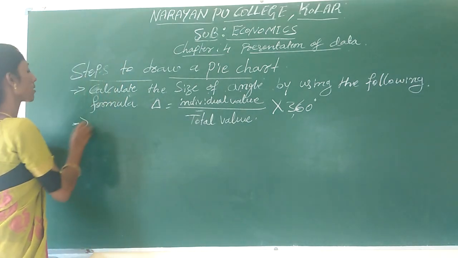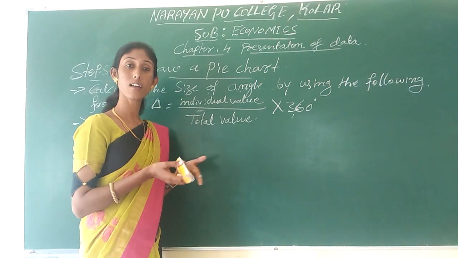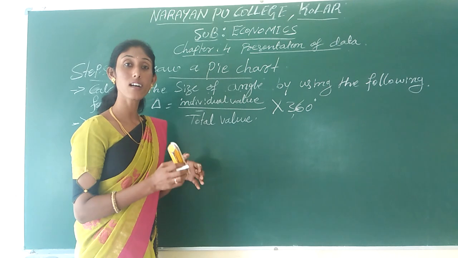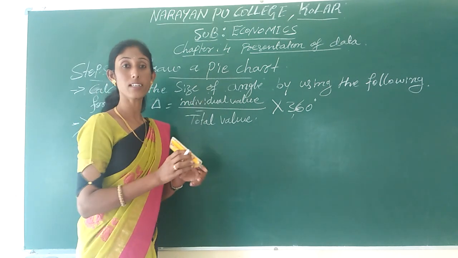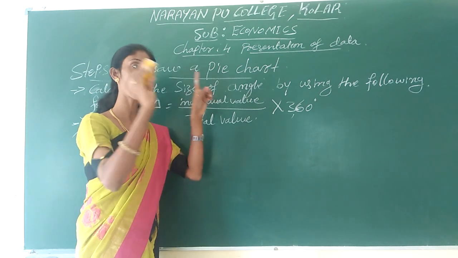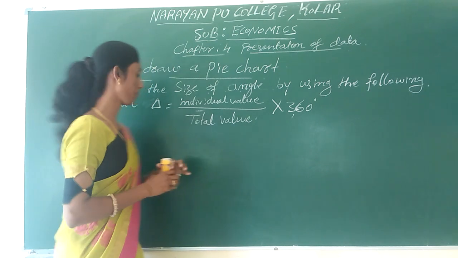And the second step is we need to draw a circle in an appropriate size. We need to draw a circle in an appropriate size, not too big and not too small. In an appropriate size, we need to draw one circle.